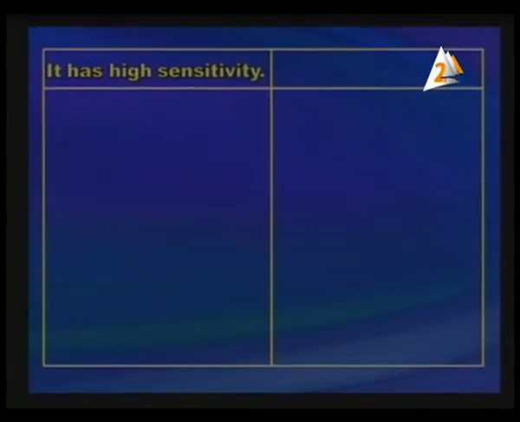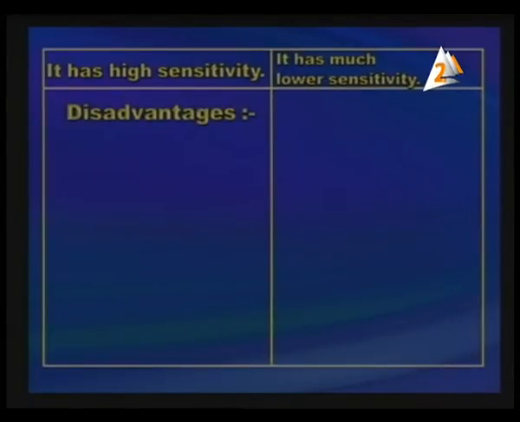Moving coil galvanometer, of course, is very sensitive, so it has much higher sensitivity. But hot wire ammeter has much lower sensitivity. And now, disadvantages of the moving coil galvanometer. We'll compare disadvantages of both devices.